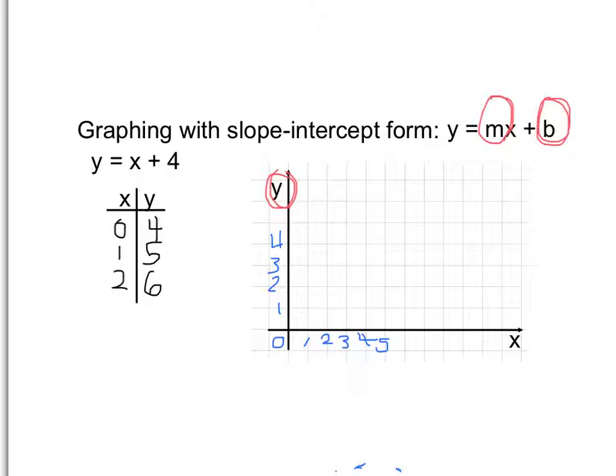So 0, 4, first point, (0, 4). Next point, (1, 5). And my next point would be (2, 6). So here I have my points for my graph. Very simple. The only thing left for me to do now is to draw my line. Very simple idea. Now, when you're looking at this, we'll go ahead and talk about it.